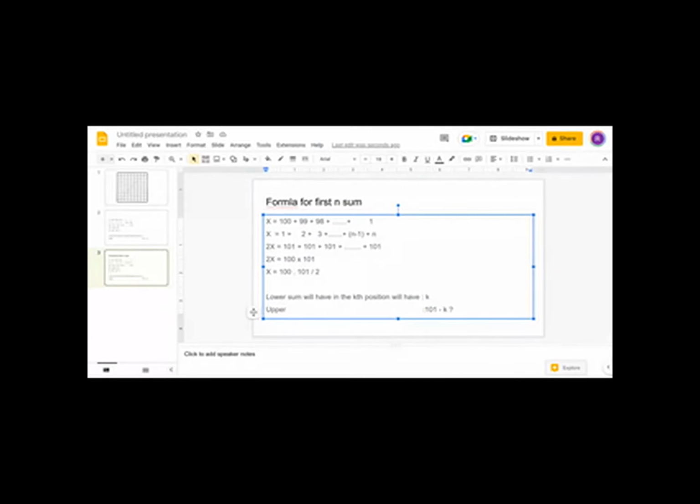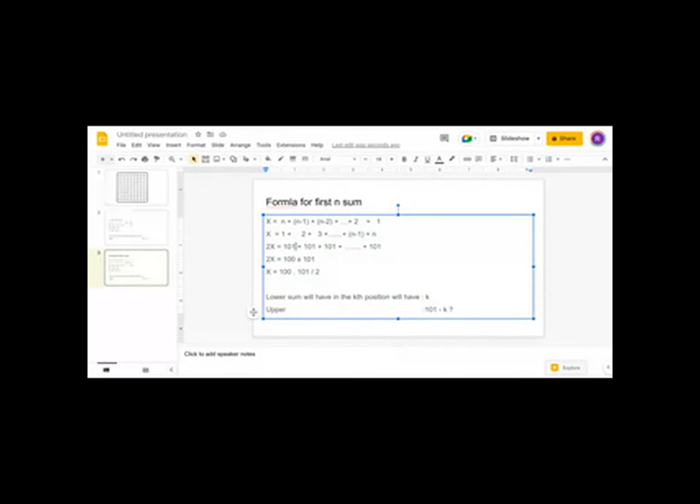n, n minus 1, n minus 2. Exactly. Instead of 100, it will become n. Instead of 99, it will become n minus 1. Instead of 98, it will become n minus 2. Like this, plus, plus, plus, all the way to 2, and then plus 1.